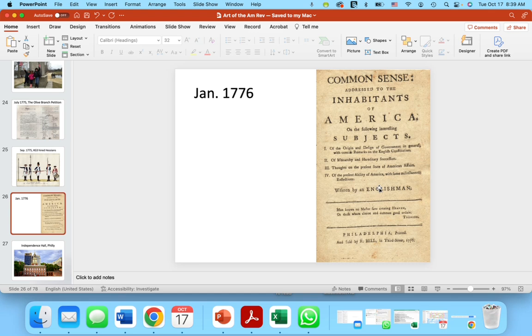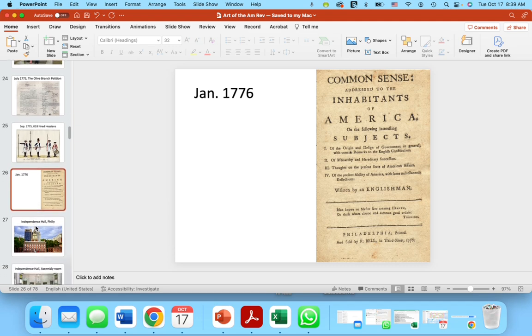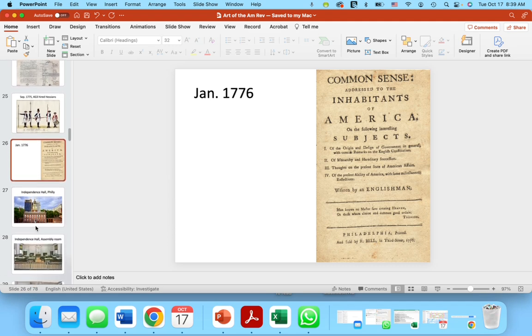It's common sense because England is small. It's common sense because England is far away. It's common sense because a monarchy does not make sense. No king, no person should rule another. And if we break away, other countries will help us. And of course, everyone's talking about getting French help.